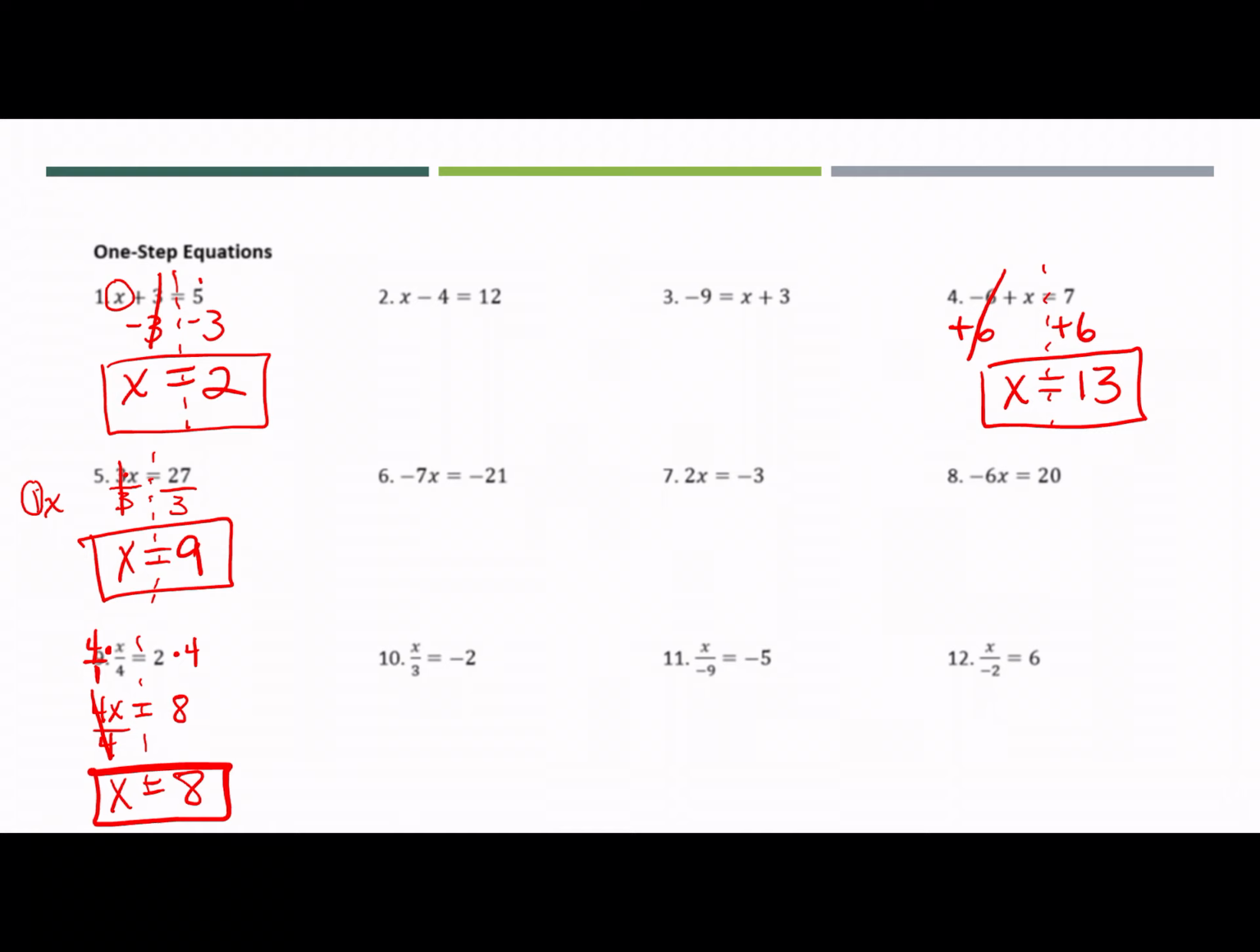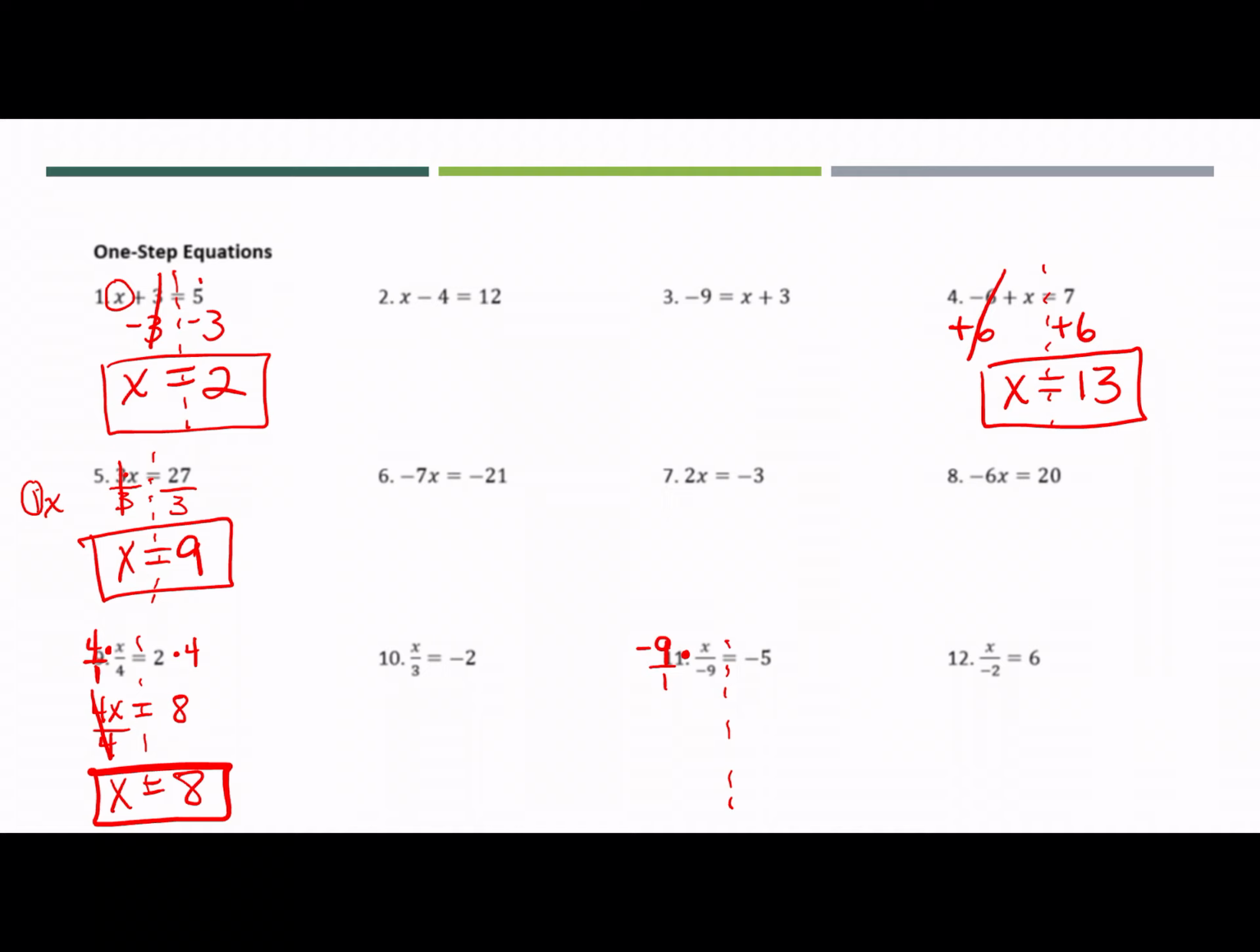So I have x divided by -9 is equal to -5, right? So again, to undo division, I'm going to multiply. And I want to get rid of the negative symbol as well. So I'm going to actually multiply by -9 over 1.